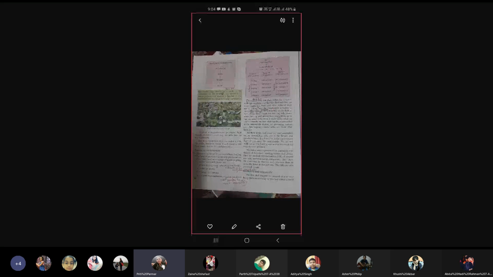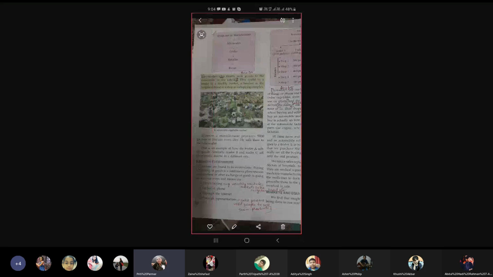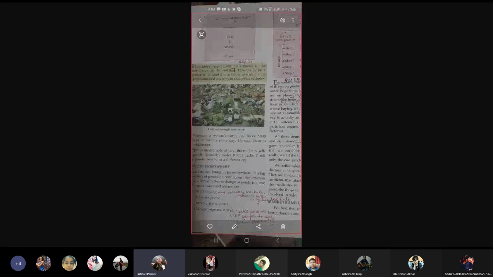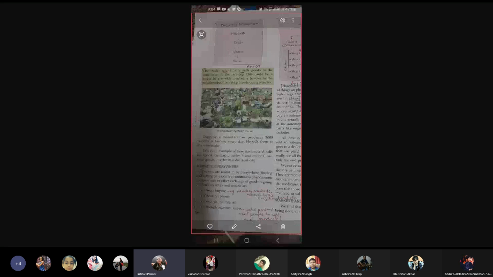the further study of the chapter Markets Around Us. Now today we'll take up markets everywhere. Last time when we were reading, we read about how things are manufactured or produced in a factory. Then from the manufacturers or producers, the wholesalers buy the things.